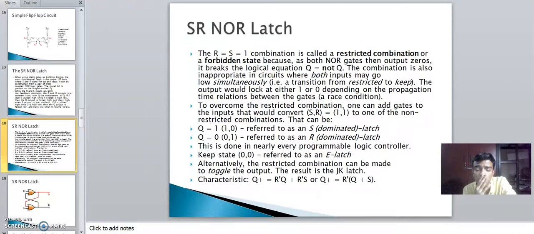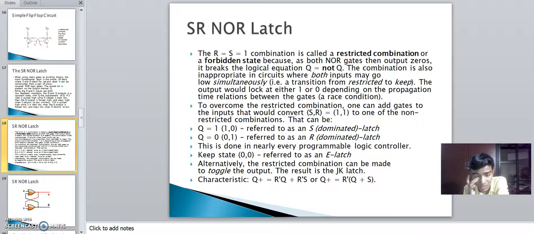So both R and S cannot be 1 because then both NOR outputs are 0, and that breaks the equation of the SR NOR latch, which is Q equals not Q-bar. This combination is also inappropriate in circuits where both inputs may go low simultaneously because this is a restricted combination. Hence, the output would lock at either 1 or 0 depending on the propagation time relations.